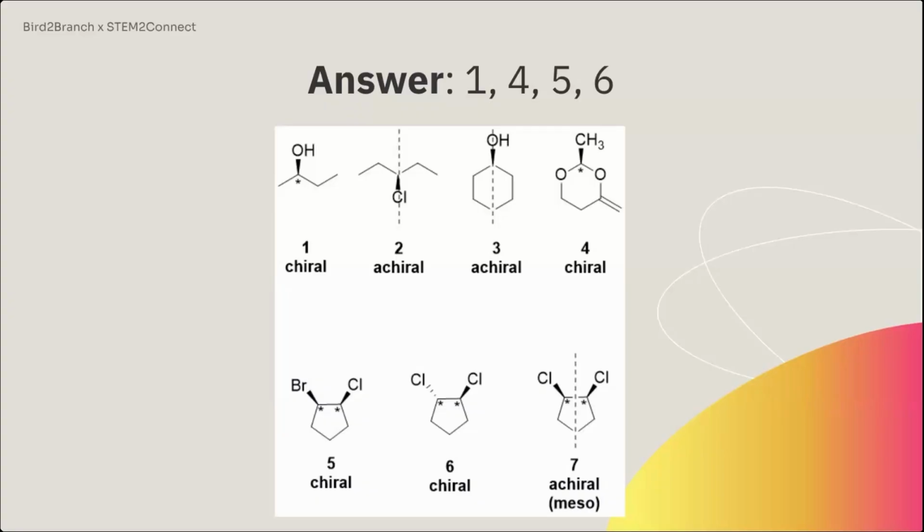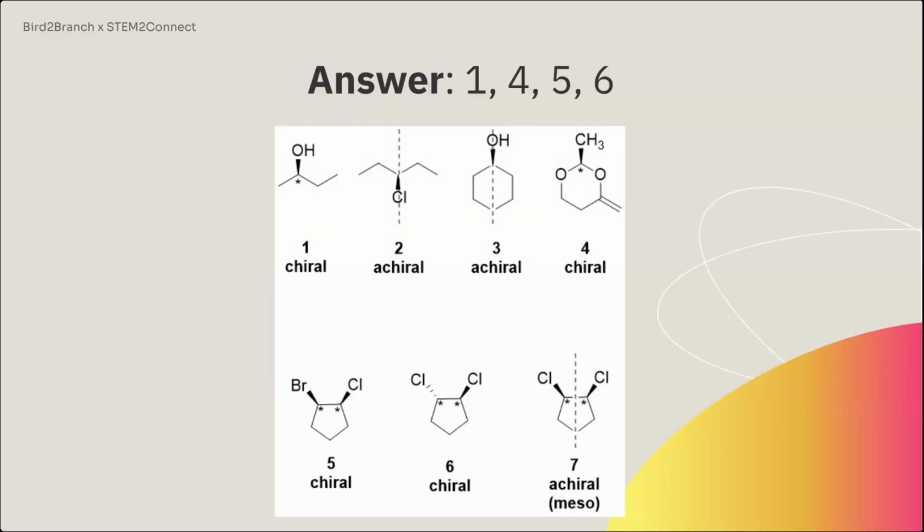For example, for number 5, there's a connection to a Br on the left and to Cl on the right. If you flip it over, it would be connected to Cl on the left and Br on the right. So when you place it on top of itself, those are clearly not the same atoms. For number 6, you can see that Cl on the left has a dash, which means it's sticking behind, and the Cl on the right has a wedge, which means it's sticking out in front. When you flip these over and lay them on themselves, those are clearly not the same orientations.